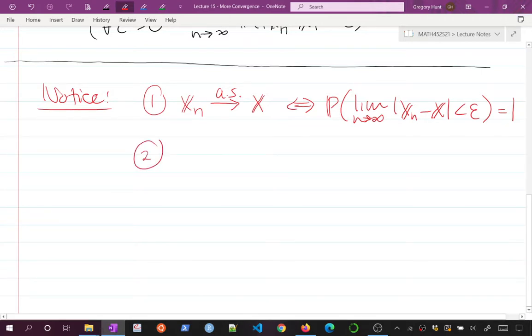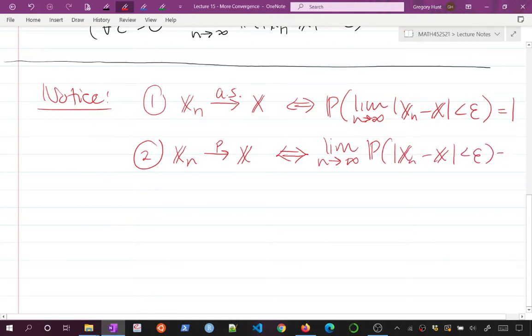The reason I talked about that there is because we define this definition of convergence in probability, and that looks really similar to our almost sure convergence. Convergence in probability switches the limit and the probability. So convergence in probability is the same thing as saying the limit of the probability of |xn minus x| less than epsilon is 1. So all we've done, switching from almost sure convergence to convergence in probability, is we switch the limit and the probability.